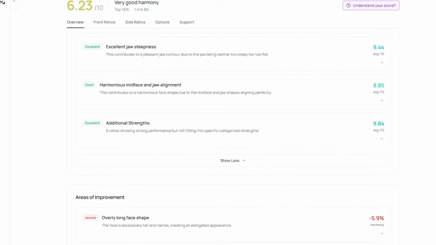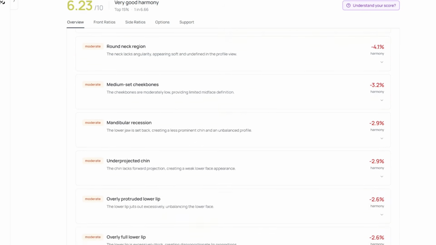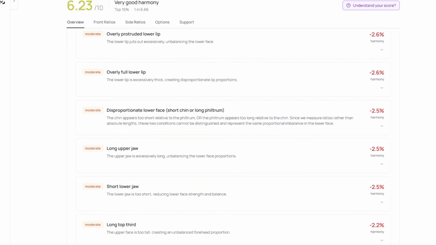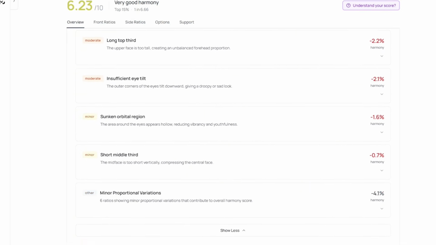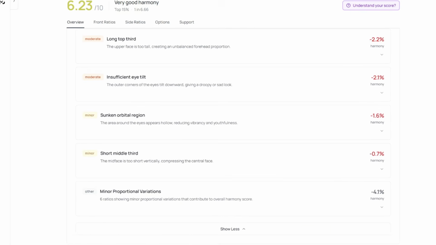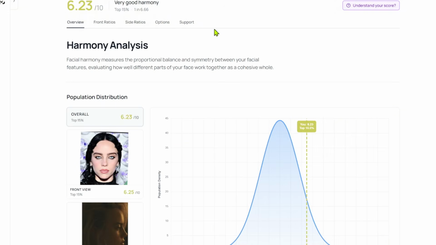It's pretty good key strengths. And then her areas of improvement, overly long face shape. Okay, yeah. Mandibular recession, Bimax, double jaw surgery, different things you can do for that. Major procedures if you need insufficient eye tilt. Yeah, okay. So there you go, guys. There is Billie Eilish's score. This is how attractive she is really, or what makes her so unattractive. You know, this is the honest rating.